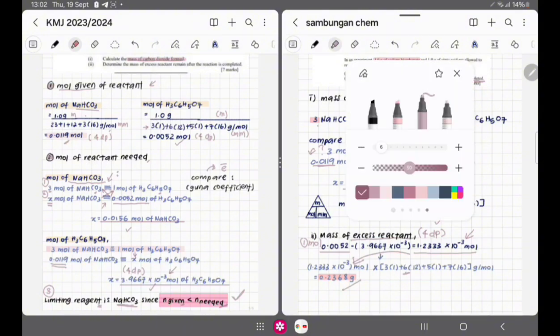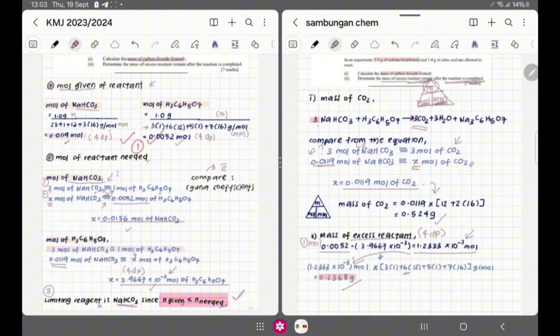Okay, untuk pemarkahan, if kita dah dapat mole given of reactant untuk both sodium bicarbonate and citric acid, kita akan dapat 1 markah. Dan later on, dekat mole of sodium bicarbonate, if kita ada buat perbandingan ni, kita akan dapat 1 markah. Then, lepas dah discover which one is the limiting reagent and make sure to write N given is lesser than N needed. So this whole statement 1 markah. Dan masa nak cari mass, when we compare this mole, kita dapat 1 markah. Then final answer for mass of carbon dioxide 1 markah.